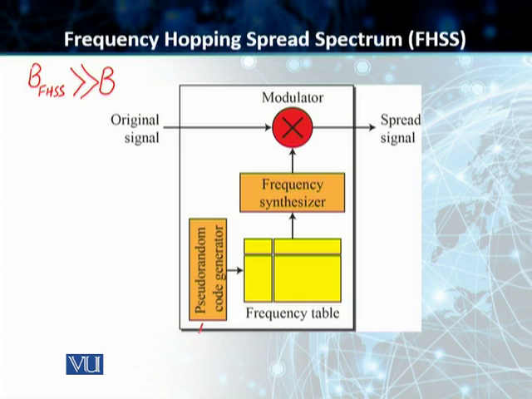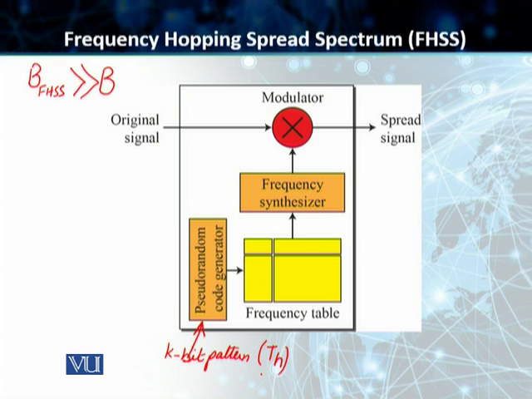So this pseudo-random code generator, students, essentially creates a k-bit pattern. This code generator is also called pseudo-random noise or PN. It creates this pattern for every single hopping period, which is represented by TH. So every single hopping period, a k-bit pattern is generated.